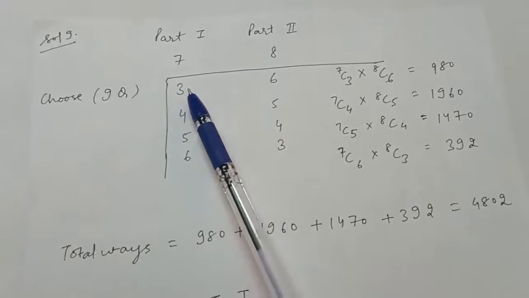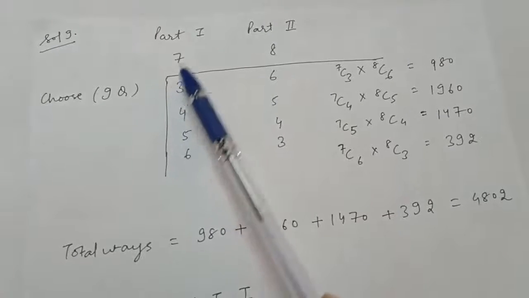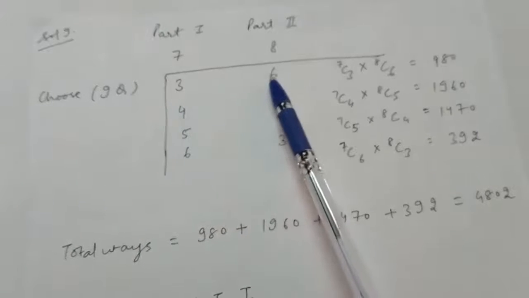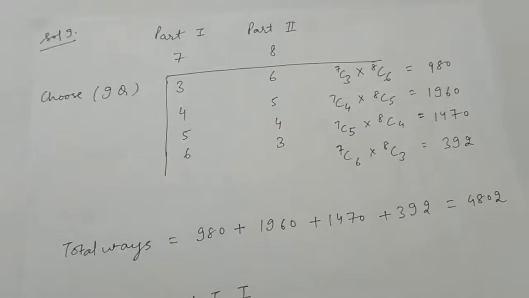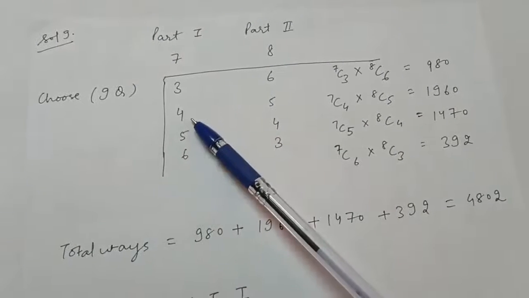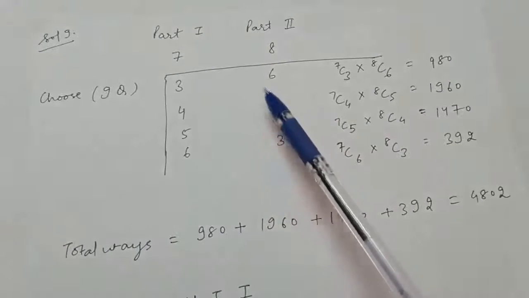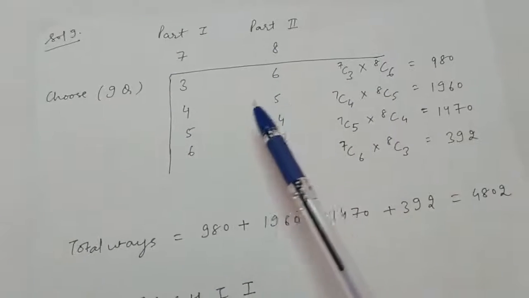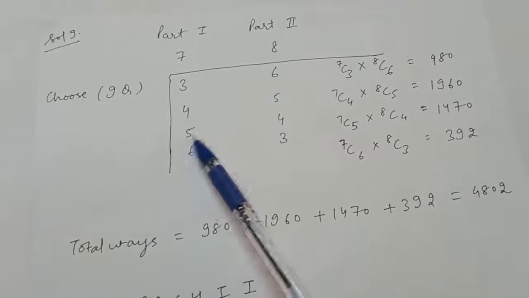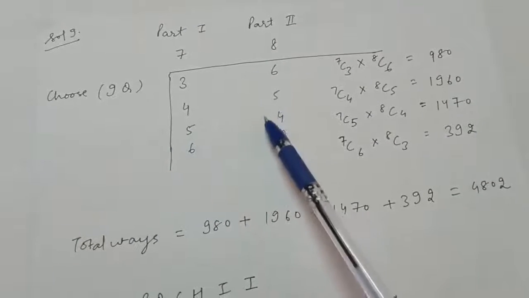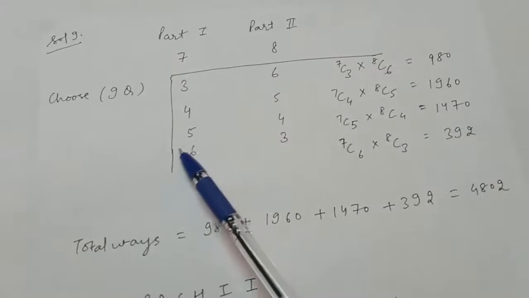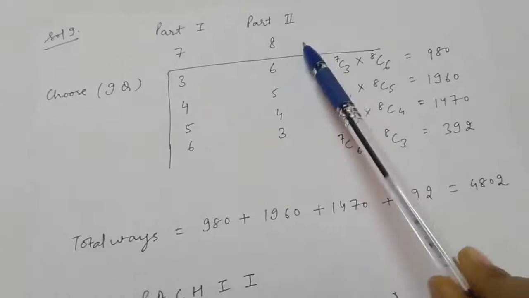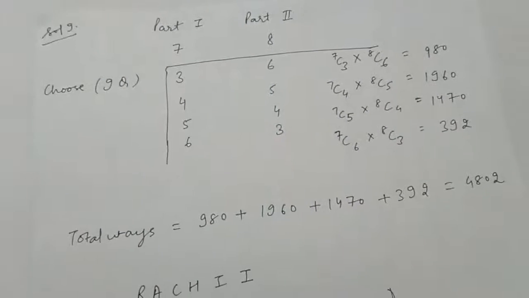So see, case first can be if he chooses 3 questions from the first part, then the rest will be 6 questions which he will select from the second part. Case second can be if he selects 4 questions from part 1, then he will select the rest 5 questions from the second part, right? Similarly, if he selects 5 from part 1, then 4 from part 2, and if he selects 6 from part 1, then 3 from part 2, right? There will be only these 4 cases.